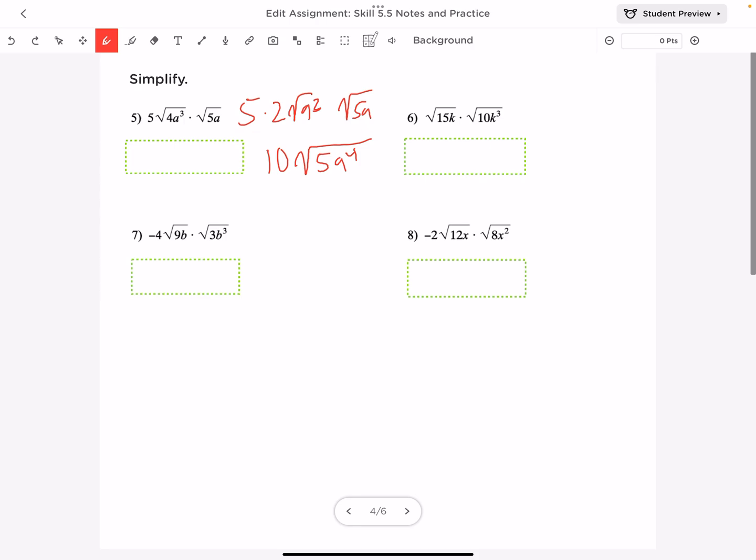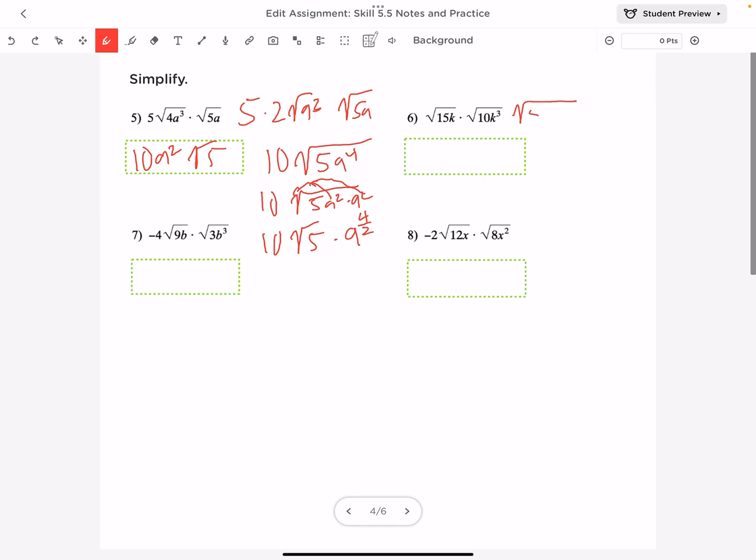Now, there's two ways you could do it. You could split it into 10 square root 5a squared times a squared and bring both of those out. You could also recall and think of it this way, 10 square root 5 times a to the, remember when we rewrite this in exponent form, it would be 4 divided by 2. Either way, you should end up with 10a squared, because this a will come out and this a squared will come out, and it becomes a squared square root 5.